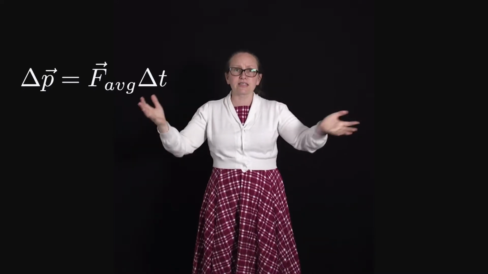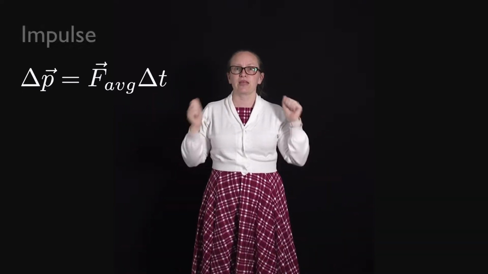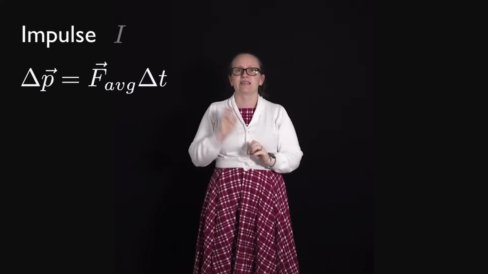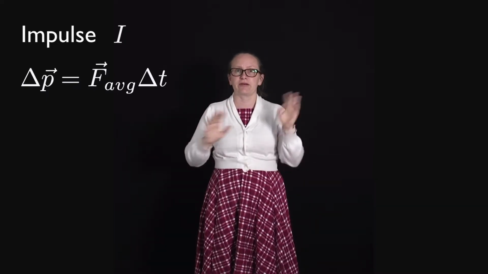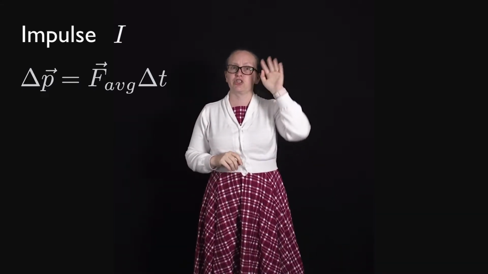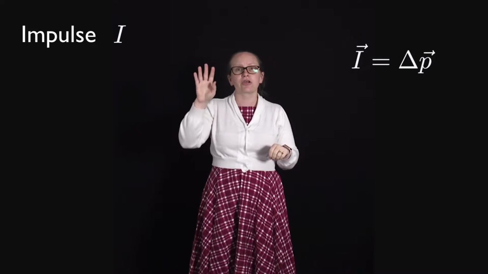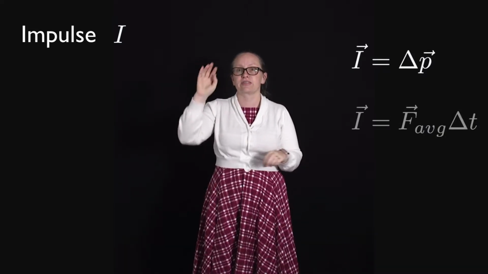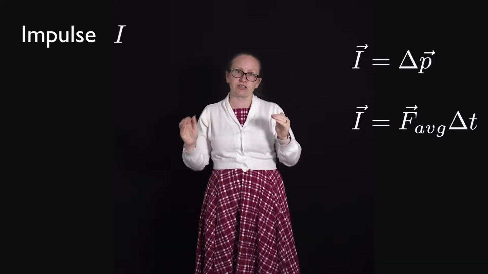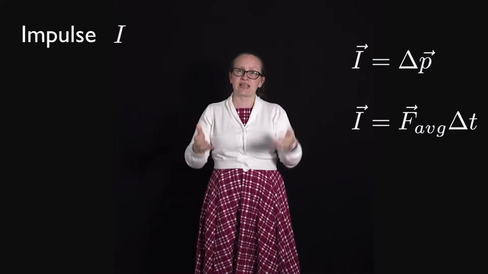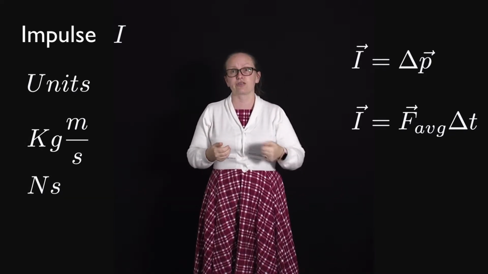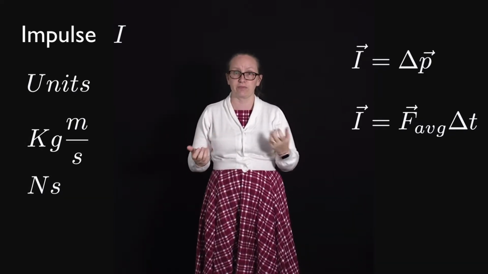Now, this expression actually has a special name. It's called the impulse, and we will be giving it the symbol I. In some textbooks they use the symbol J, but we'll use I. So the impulse is a vector. It's equal to the change in momentum, which is also equal to the average force times the time for which that force is applied. Now, because the impulse is just the change in momentum, it has the same units as change in momentum, so the units are kilogram meters per second or Newton second, whichever one you prefer.